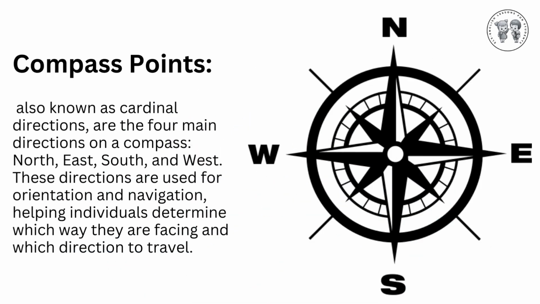Compass points, also known as cardinal directions, are the four main directions on a compass: north, east, south, and west. These directions are used for orientation and navigation, helping individuals determine which way they are facing and which direction to travel.